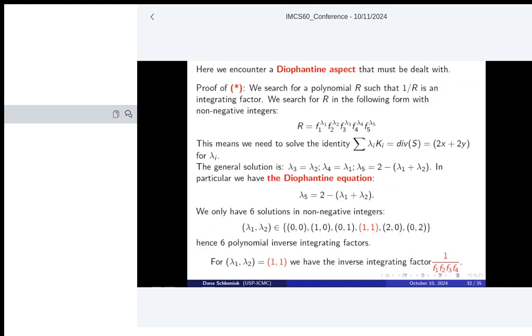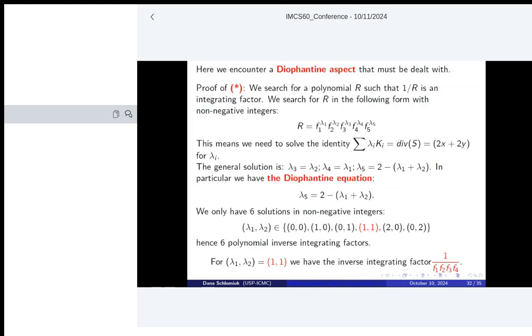And among this, we have lambda 3 coincides with lambda 2, lambda 4 coincides with lambda 1, and lambda 5 is equal to 2 minus lambda 1 plus lambda 2. This is a Diophantine equation. We have to solve it in order that R be polynomial for non-negative integers, and we have exactly 6 solutions.